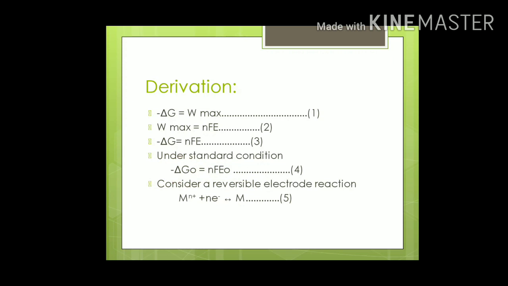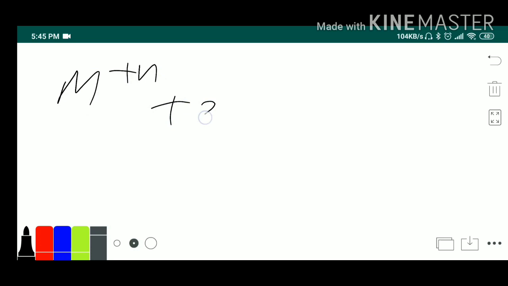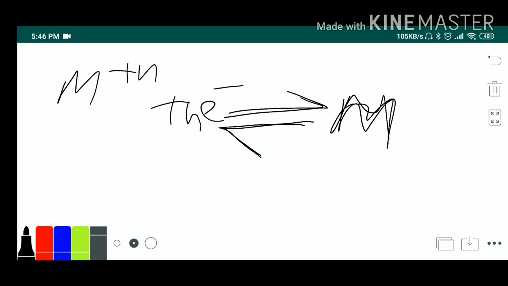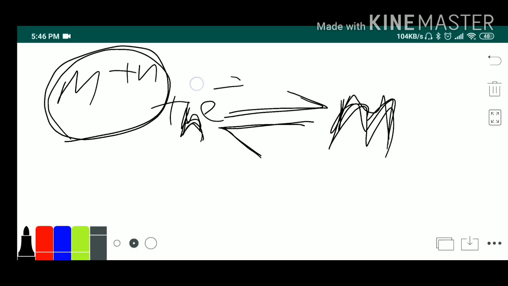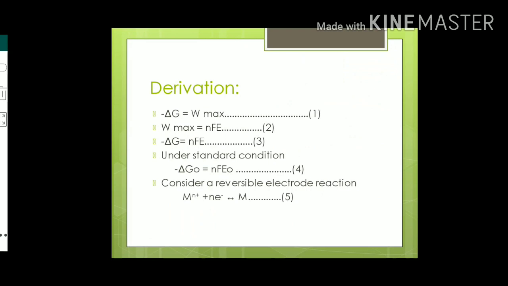Then consider a reversible electrode reaction. That's why guys, we have to press this I button to see the basics of electrochemistry. Then only you will understand this Nernst equation part. At cathode, reduction takes place, which means that this metal ion accepts some number of electrons to form the metal. This is the reduction reaction. At anode, oxidation takes place, so this metal gives electrons and forms the metal ions. That's why we write this symbol, both are taking place. So this is a reversible reaction. Consider this reversible reaction here.